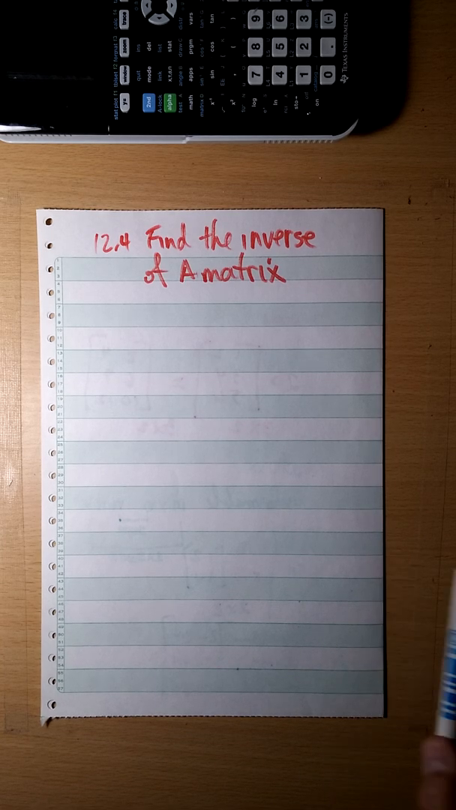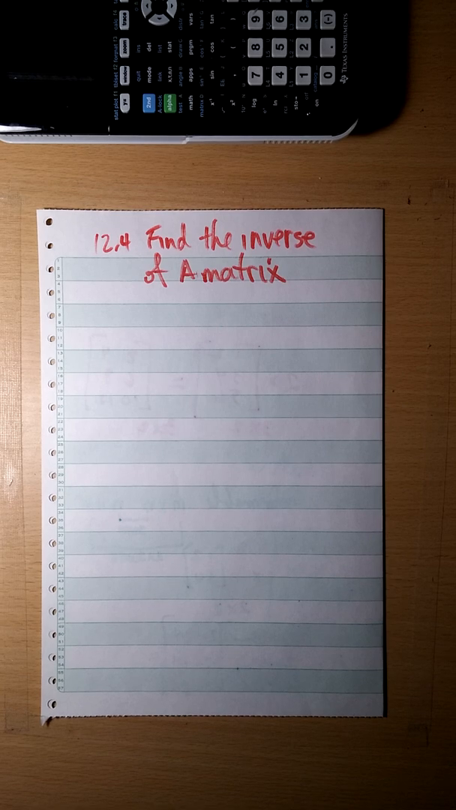Now we're going to continue with 12.4 college algebra. Find the inverse of a matrix, but we're not going to do it as they've done it in the textbook. So listen carefully. We're going to use our calculator to help us. First of all, what is an inverse of a matrix?